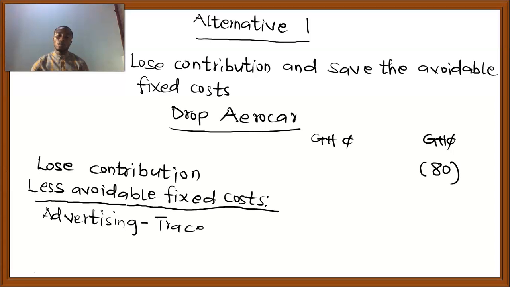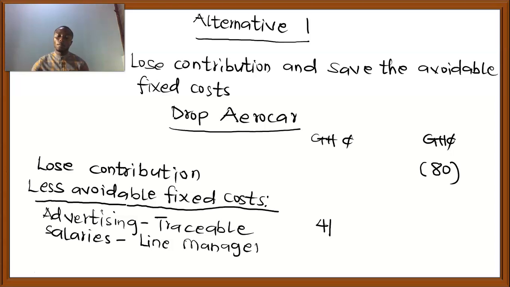It is traceable. Advertising cost of 41. And then we also have salaries of line managers of 6. So we sum the 2 up and we are getting 47. We are going to less that from the contribution lost. When we do that, we are going to get an amount of minus 33.